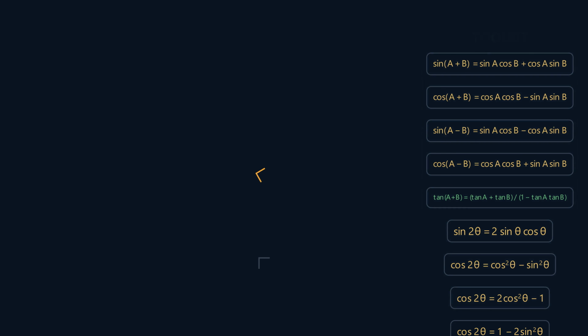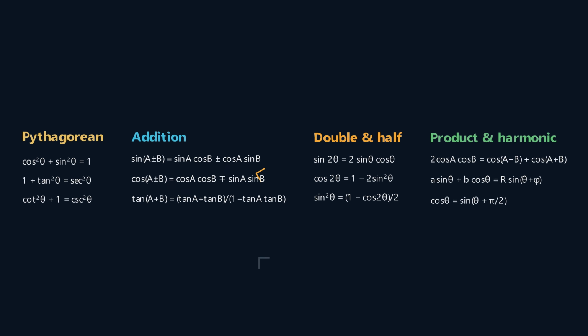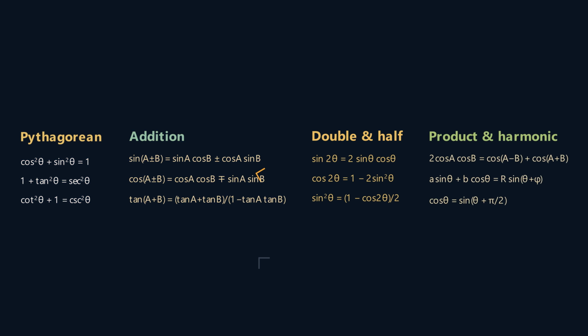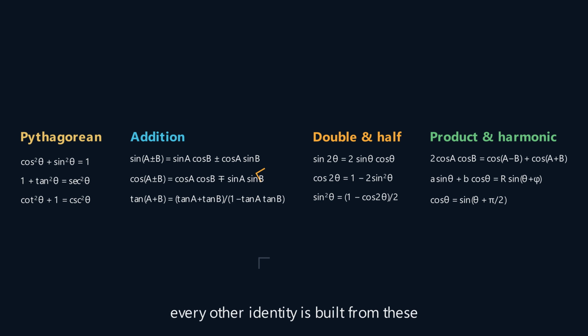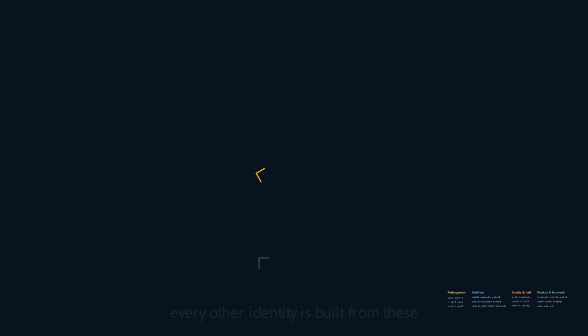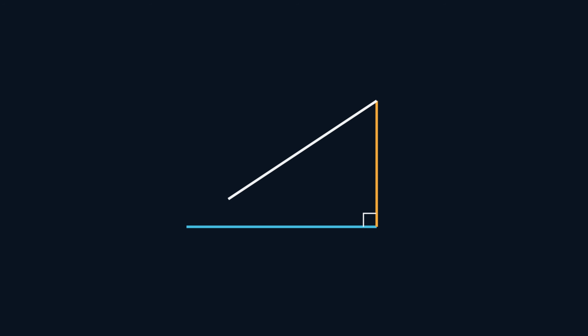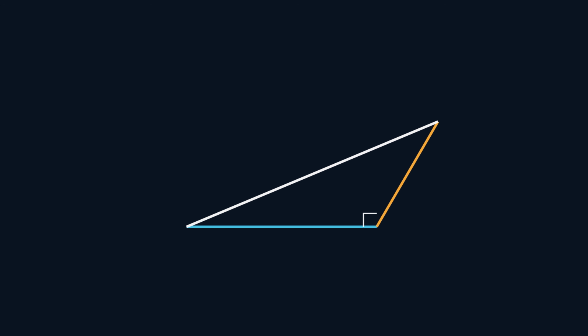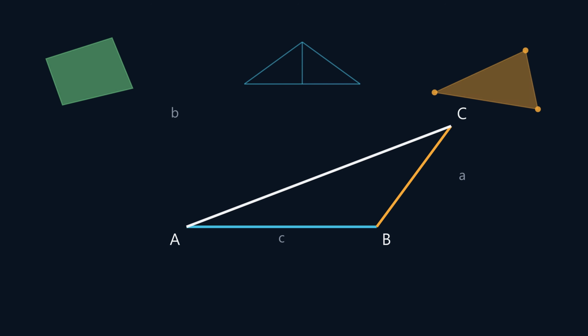That is the toolkit: Pythagorean, addition, double, half, product to sum, and harmonic. Every other identity you will ever meet is built from these. We have been assuming a right angle this whole time. Most real triangles do not have one. A plot of land, a truss in a bridge, 3 cities on a map, none of them are polite enough to contain a 90-degree corner. So we need tools for any triangle at all.